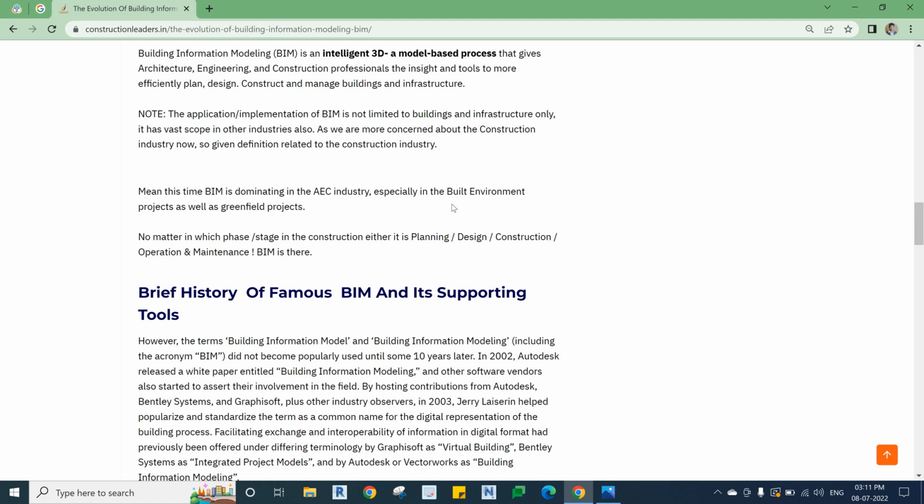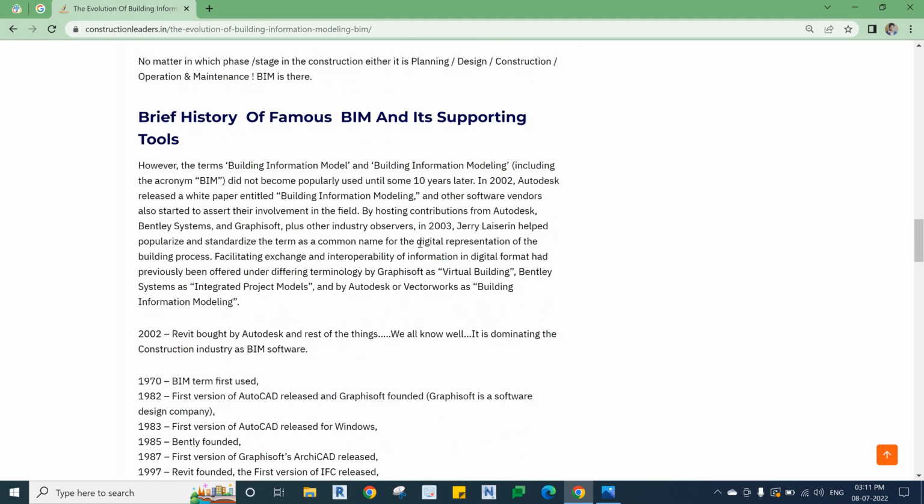And at this time, BIM is being utilized for the built environment. What is meant by built environment? The built environment is nothing but whatever building, facility, and infrastructure is already built, and the greenfield projects which we are going to build newly. And no matter in which phase or stage of the construction, either it is the planning, design, construction, operation, or maintenance, BIM can be utilized.